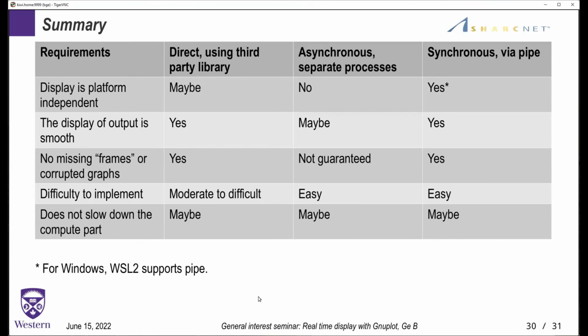Finally, a summary. We mentioned three approaches. One is direct, the second is asynchronous separate processes, and the third, which I believe is the best, is synchronized through a pipe. I just put up the summary here, and I should stop here and take some questions that I might have from the audience.